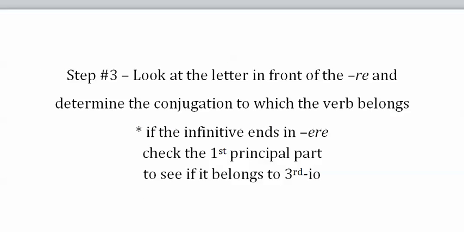To start the third step, I need to identify the conjugation of this verb. So I'm going to look at the last three letters, and specifically that vowel that I'm going to see in front of the RE in the infinitive, or second word of the dictionary definition. It's also important to note that if the infinitive ends in a short ERE, I also need to look at the first principal part to see whether it's going to be a normal third conjugation verb or part of a special group called 3rd-io.